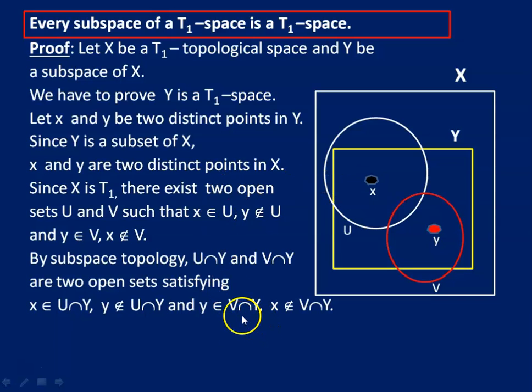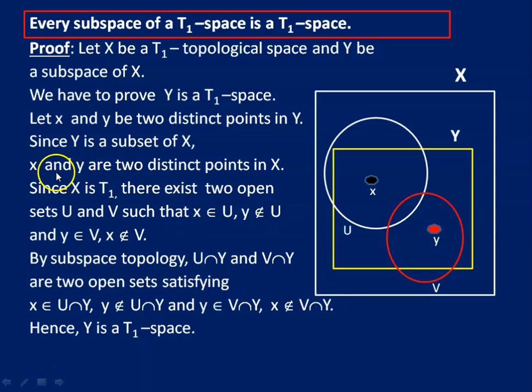These are two open sets, U intersection Y and V intersection Y, where U intersection Y contains X but not Y, and V intersection Y contains Y but not X. So the condition of T1 is satisfied by the subspace Y. So Y is a T1 topological space.